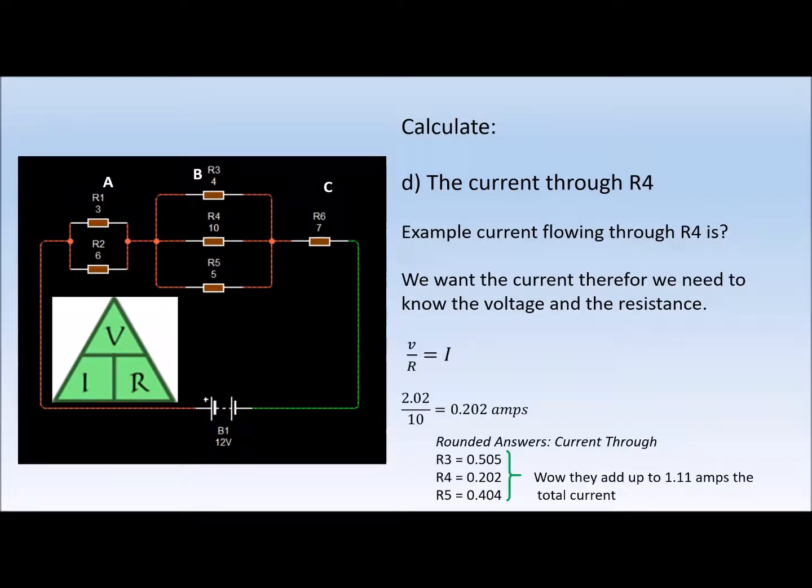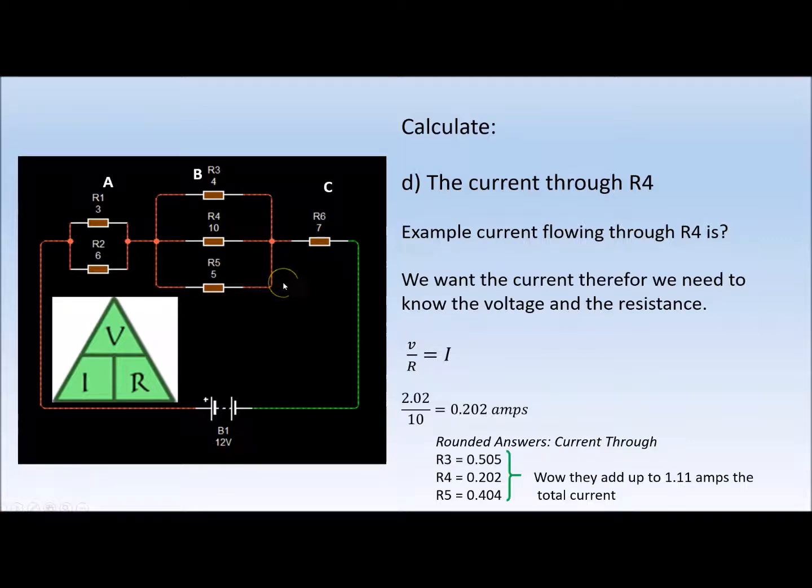We're looking for current. The 2 parameters that we need are voltage and resistance. So back to our Ohm's Law triangle: voltage divided by resistance gives us current. What we need to do is take the volt drop that we calculated in the previous section for bank B, and divide it by the resistor value for R4. In this case it's 2.02 divided by 10, and that gives us a reading of 0.202 amps. That is how much current is flowing through resistor R4.